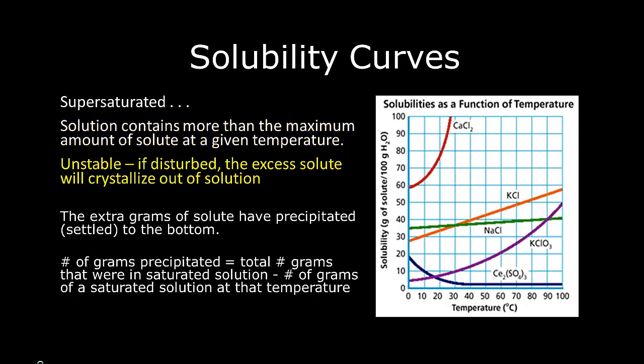So the extra amount of solute that is precipitated to the bottom, the number of grams that's precipitated, is equal to the total number of grams that were in the supersaturated solution minus the number of grams of a saturated solution at that temperature. Now just write that down somewhere and remember it. We're going to go through an example here in just a minute.